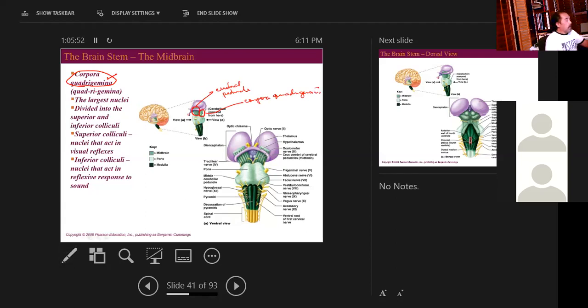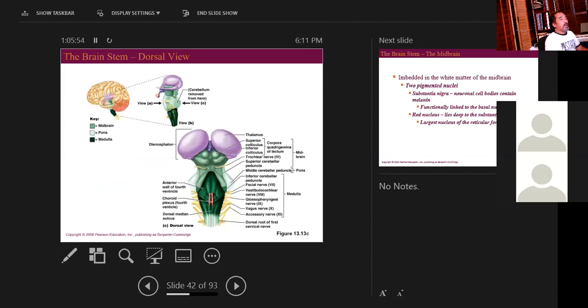Okay, and this is what it looks like at the back. Remember the front of the cerebrum, that's your cerebral peduncle. The back, this is what the back looks like. As the cerebellum is removed, this is all called the corpora quadrigemini. Quadri, four, corpora quadrigemini. The two bumps that you see on top are called your superior colliculus, and the one at the bottom is called your inferior colliculus.